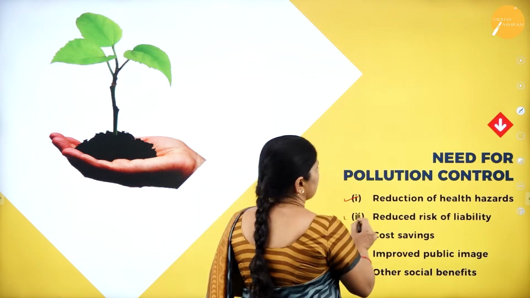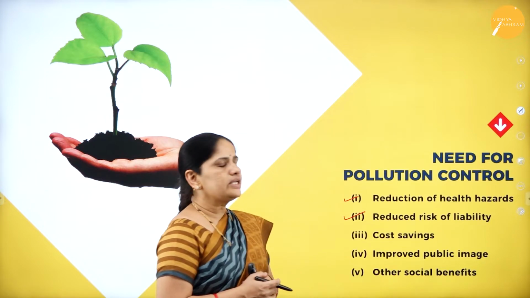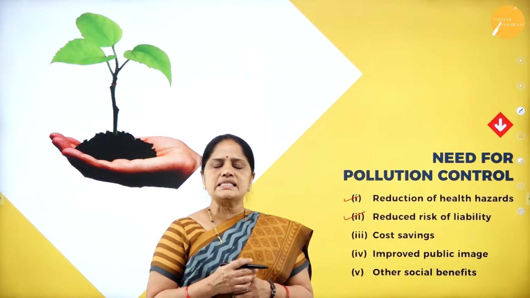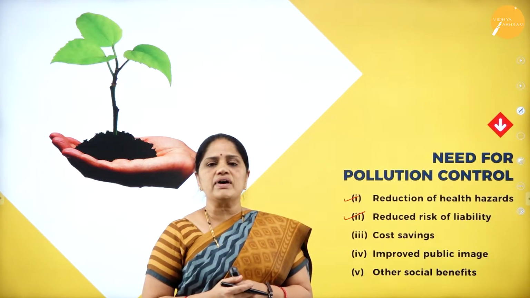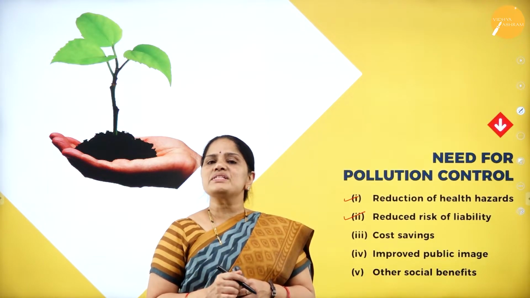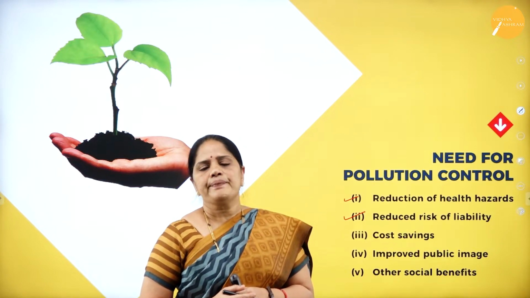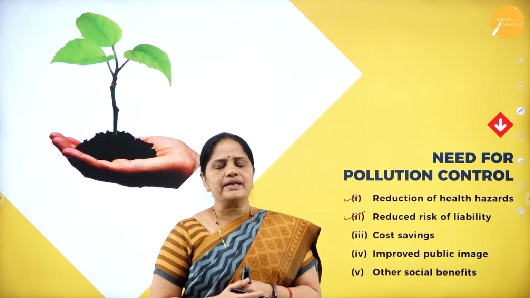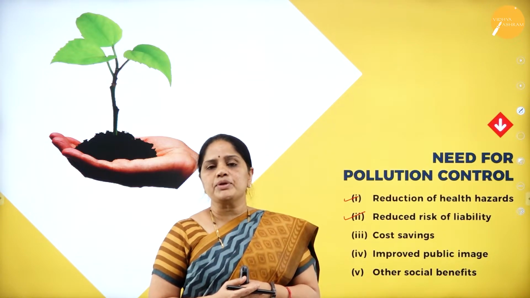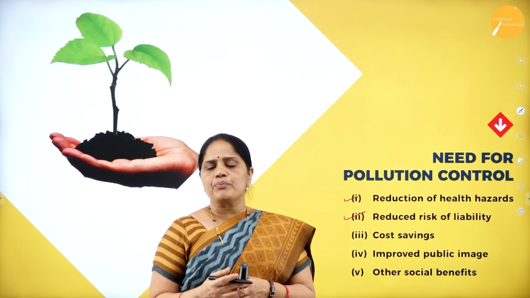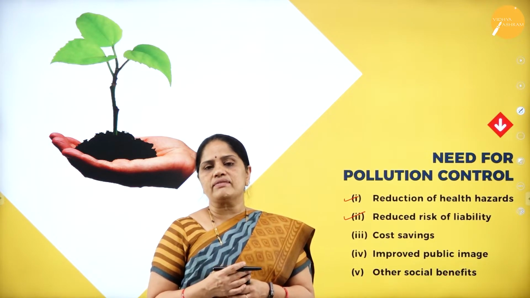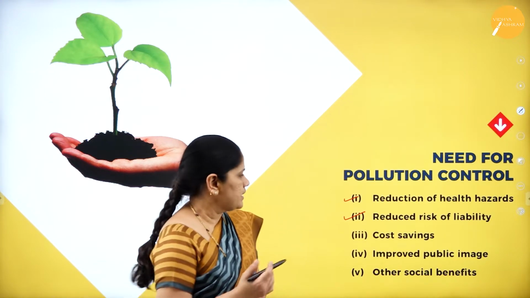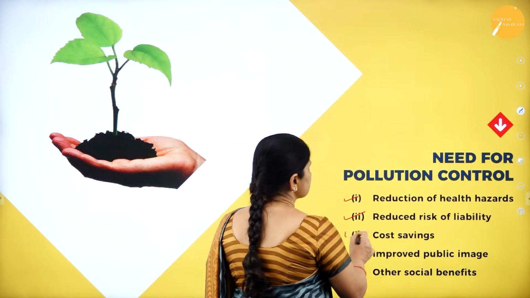Then the next need for pollution control is reduced risk of liability. Whenever a business enterprise releases a lot of pollutants into the environment, it is liable to pay compensation to the people of that area. In order to reduce the liability of compensation to be paid, it will be better for the business community to treat the waste properly and then release it into the environment, so that it causes less hazard to the environment. Then the third one is cost savings.